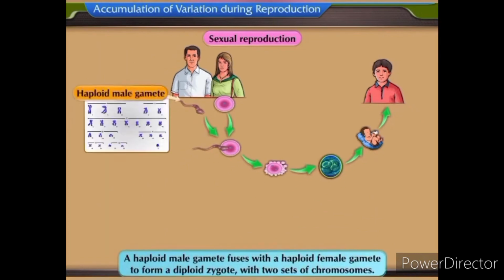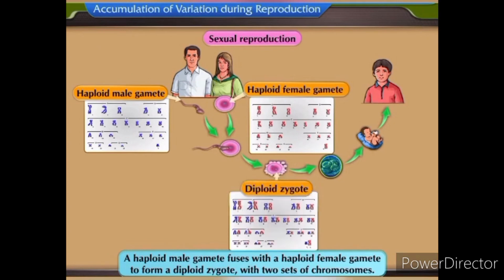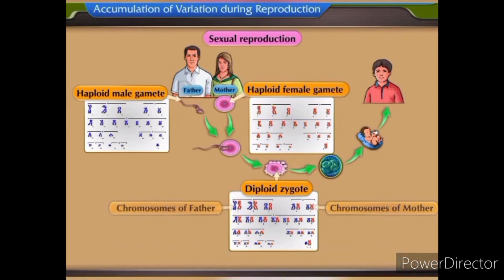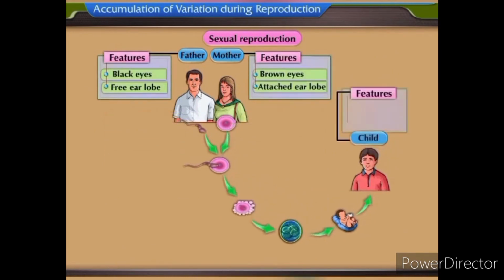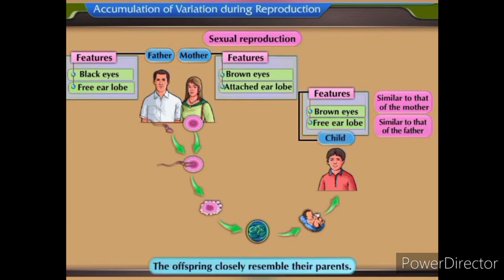A haploid male gamete fuses with a haploid female gamete to form a diploid zygote with two sets of chromosomes. The zygote formed after fertilization receives one set of chromosomes from the mother and the other set from the father. Thus, there is a recombination of genetic material which ultimately results in variation. A child has certain features similar to that of the mother and certain features similar to that of the father. The offspring thus closely resemble their parents.